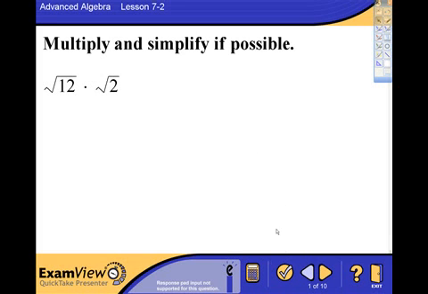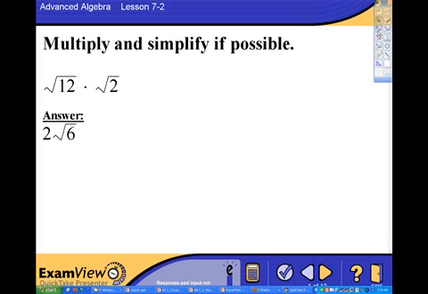Okay, let's see. Did you get their answer? Did you get 2 root 6? Again, you can break apart the root 12. There's a root 2 sitting here. We know that root 12 is the same as root 2 times root 6. Root 2 times root 2 is the 2, and the root 6 doesn't simplify.